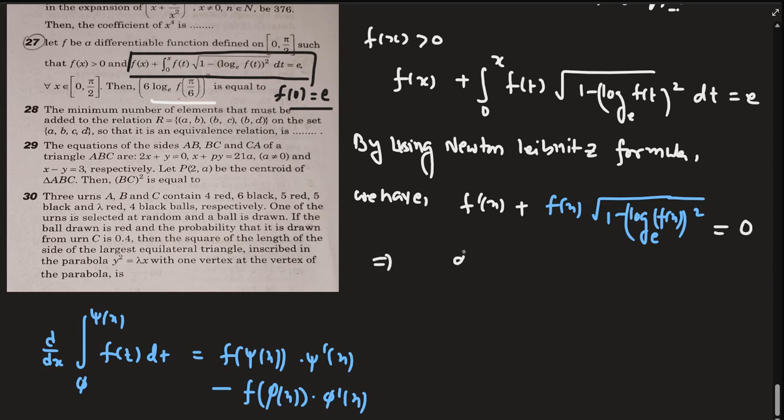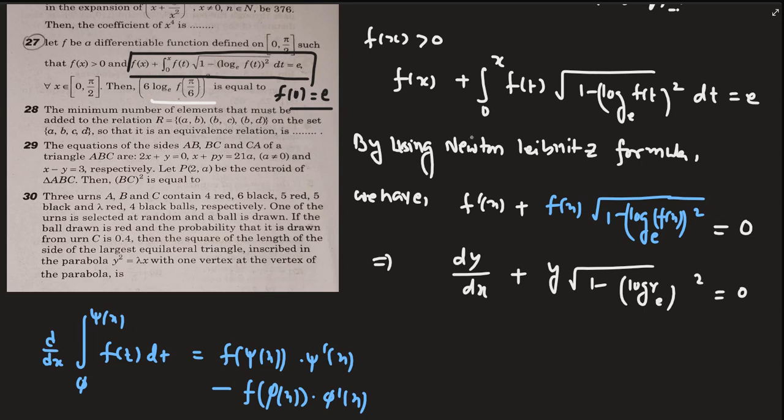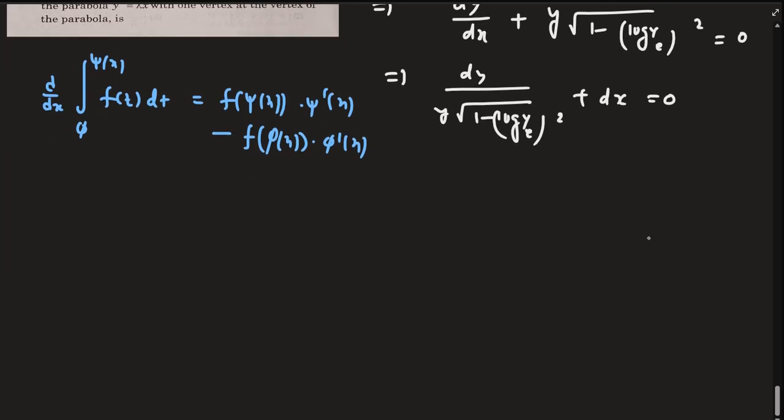So now df dx I can write as dy dx. Here f x I am going to write as y, root over 1 minus log y base e, whole square, equal to 0. So here I am taking y equal to f x. So this is dy by y root over 1 minus log y base e whole square, plus dx, which is equal to 0. So now we have a differential equation, and the boundary condition given is f of 0 is e, to evaluate the constant of integration.